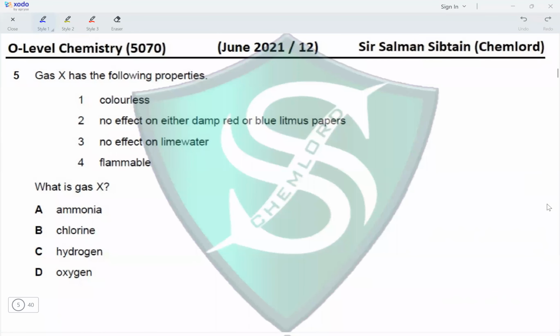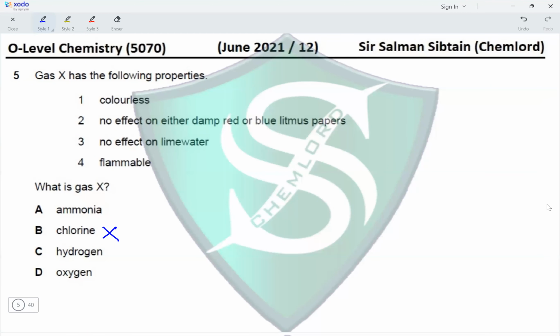Question 5. Gas X has the following properties. It is colorless, has no effect on either damp red or blue litmus, no effect on lime water, and is flammable. Okay. Except for chlorine gas, all other gases that we test for are colorless. So it is not chlorine, and we can eliminate chlorine from the options. No effect on either damp red or blue litmus, so it is neither acidic nor basic.